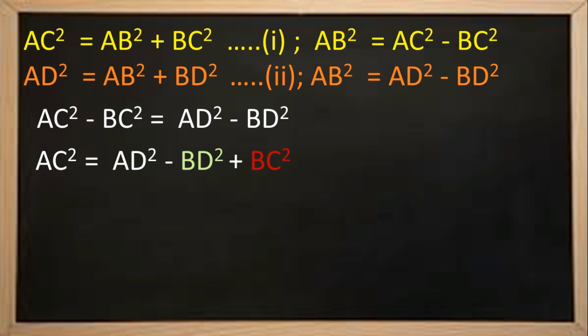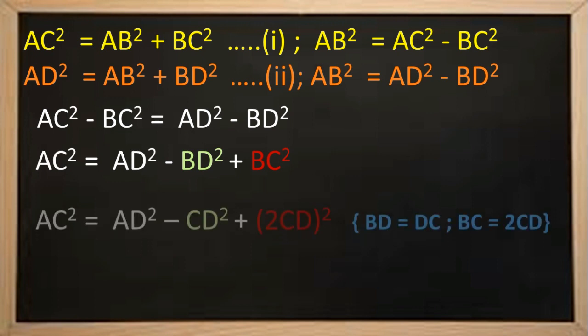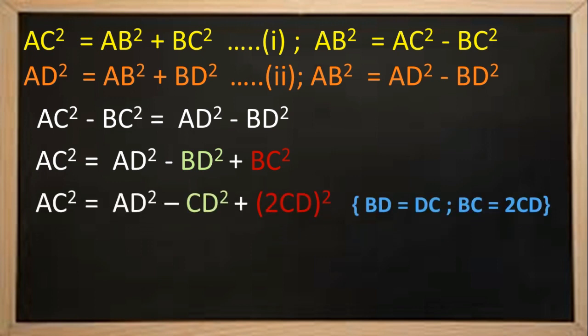3CD square. AC square we have already got, AD square we have got, but we need plus 3CD square. But what do we have here? We have minus BD square plus BC square. How to rewrite this in terms of CD square? Just observe the diagram, children. You can easily note down that D is the midpoint of BC, so BD is equal to CD. So in the place of BD square, we can write CD square.